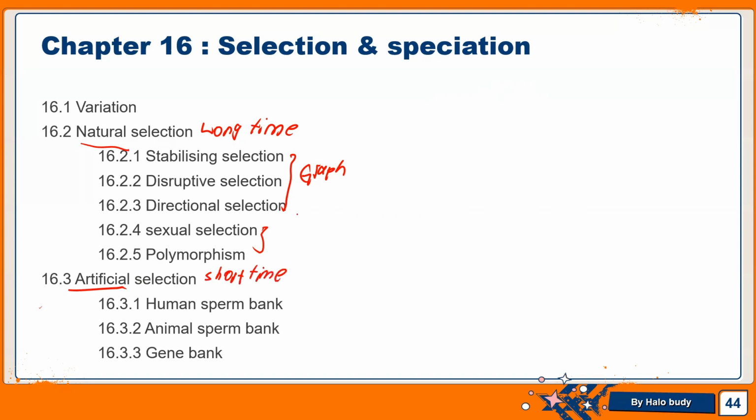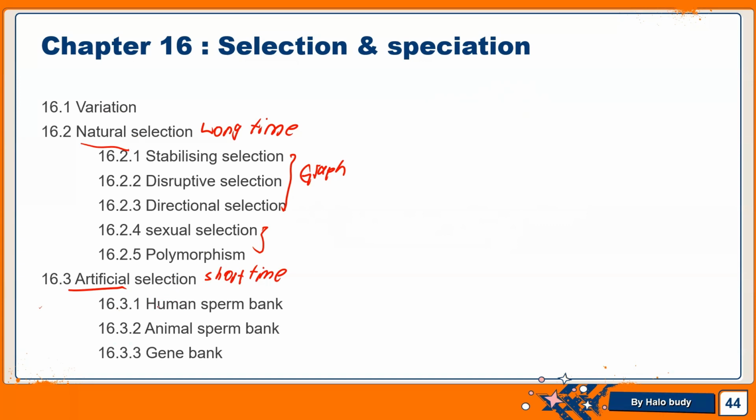It may require maybe 10 years, 20 years, and it will already change. It is not like natural selection, which requires millions of years. So artificial selection requires only a short time. So what are the ways that humans can do it?